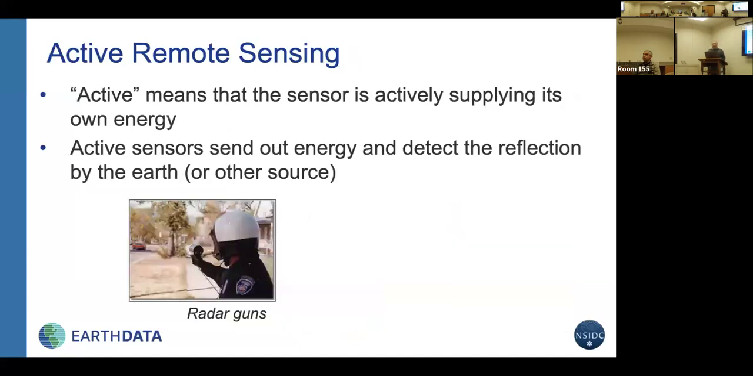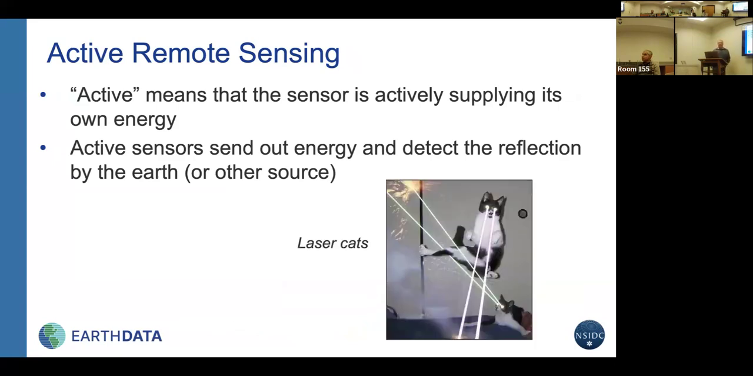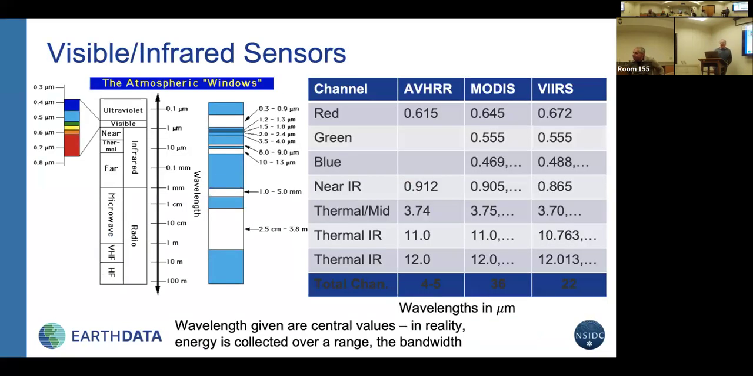Active remote sensing means that it's supplying its own energy. It's sending out a signal. That signal goes down, hits something, reflects or scatters, and then it collects that reflected energy and recovers it. So those are two different ways of getting information about the Earth from remote sensing. ICESat-2 is an active remote sensing, a LiDAR sending a laser out. And then we also have laser cams. I don't know if they're actually being used for remote sensing, but they're kind of cool though.